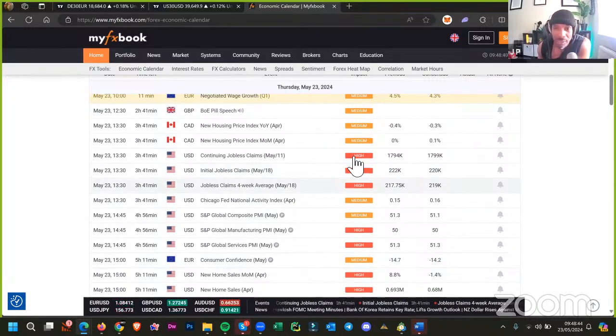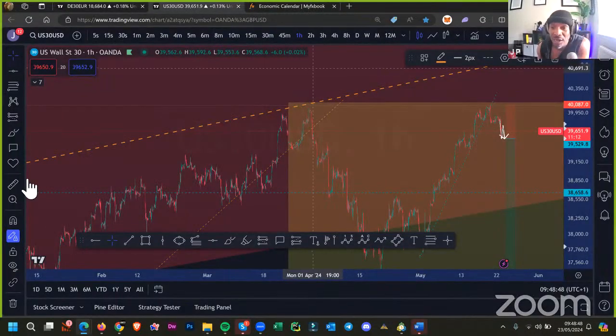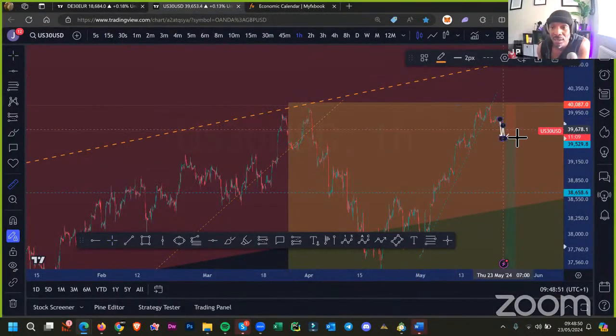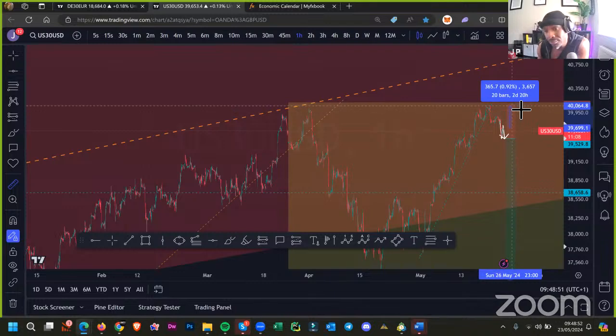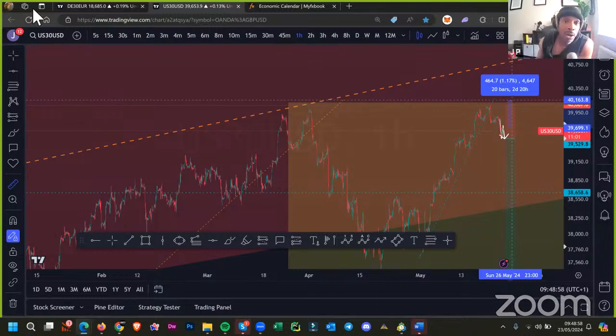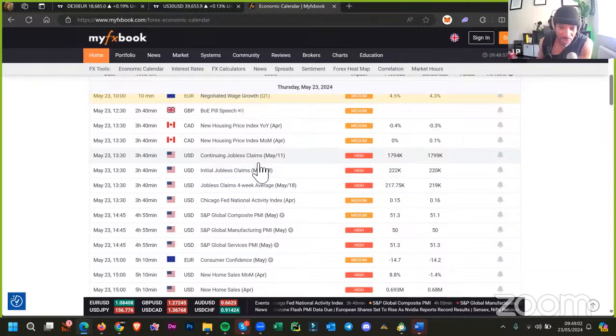And we might see that these red folder events might give a good reason, let's measure out that distance, for this market to push up 400 pips. I don't think so. But who knows? Who knows how powerful jobless claims or PMI data is going to be today.